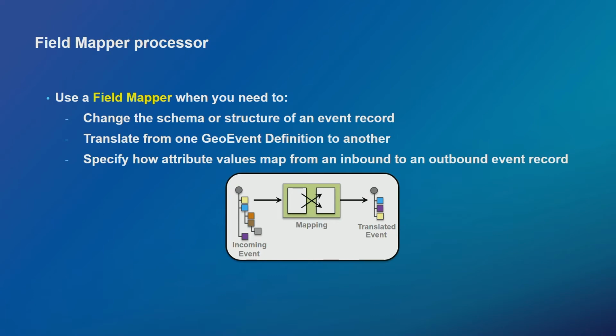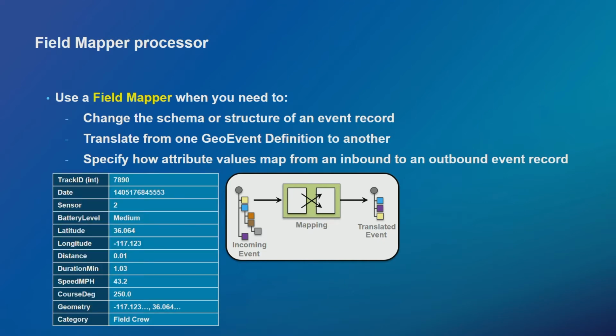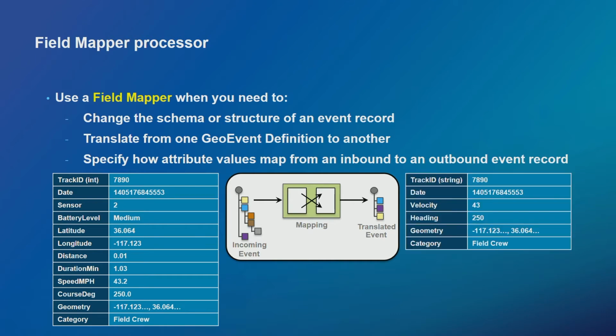The field mapper itself can change the schema or structure of an event record. So we can reduce or add fields. We can change the name of fields. If you look on the left here, we have a relatively complex structure, and we're just going to map over a couple of the different AVL type fields from that data feed. So we know the velocity, heading, and location of the field crew.